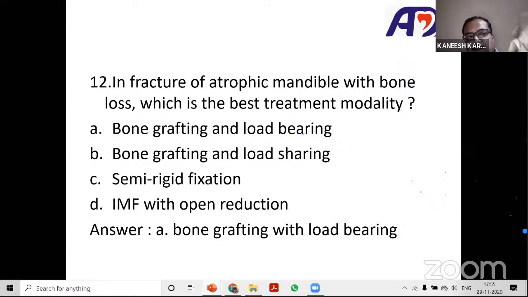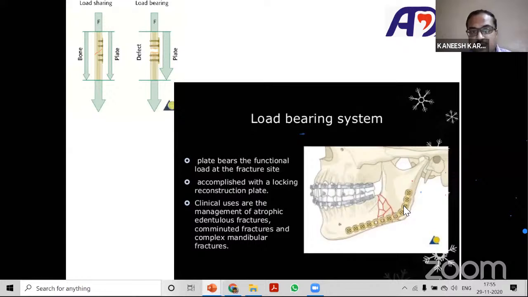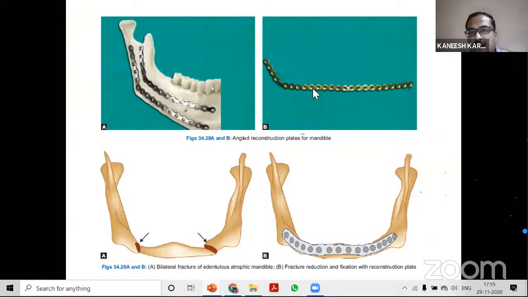I'm sorry for the poor visibility. I'm not exactly knowing where to show. This is a thinner plate. This is all load sharing. This has to bear the load of the mandible. This is a thicker plate. So we need bone grafting with load bearing. We need a thicker plate so that it bears the load of the mandible, and it has to be fixed to both the cortices, buccal and lingual cortices. We name this as a reconstruction plate. This is an angle reconstruction plate, and this is a straight reconstruction plate.